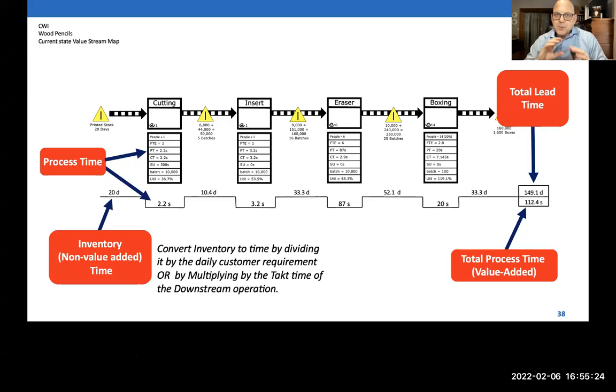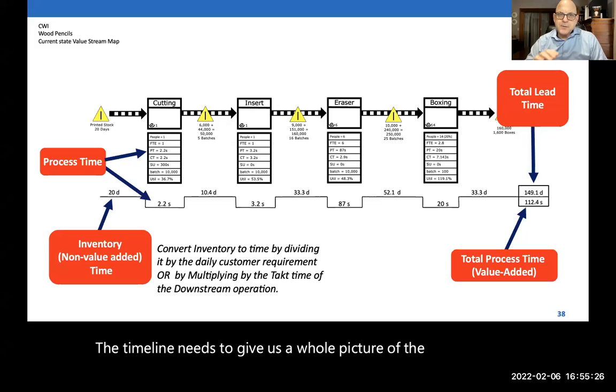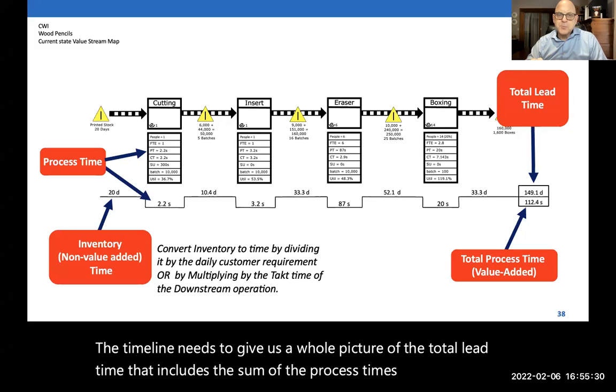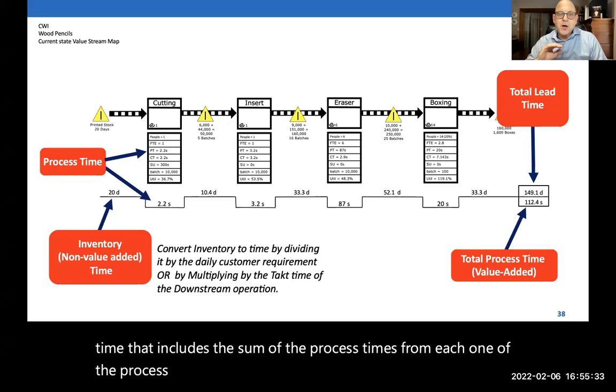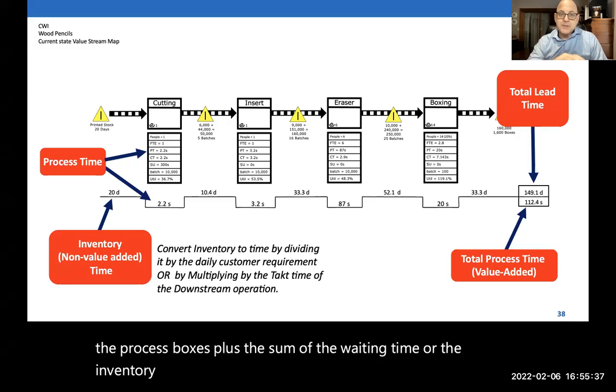The timeline needs to give us a whole picture of the total lead time. That includes the sum of the process times from each one of the process boxes, plus the sum of the waiting time or the inventory time or the non-value add time that is between those processes.